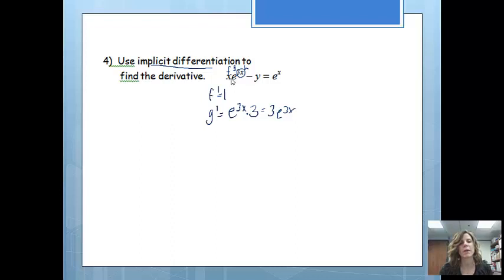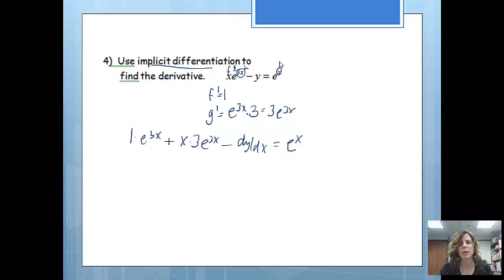Now I'm ready to take the derivative of that. So we're going to have f prime times g, so 1 times e to the 3x, plus f times g prime, x times 3 e to the 3x, and then minus the derivative of y would just be 1 dy/dx, and then equals the derivative of e to the x is just e to the x.